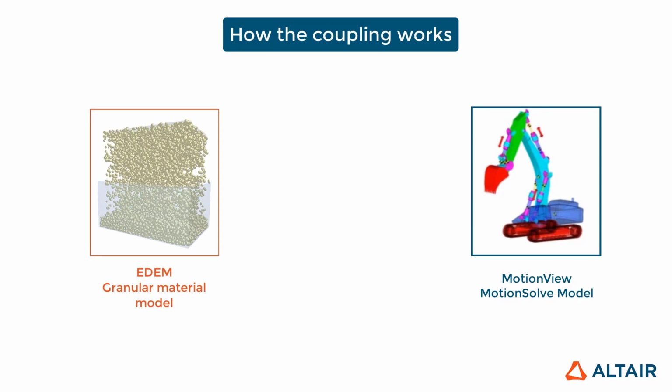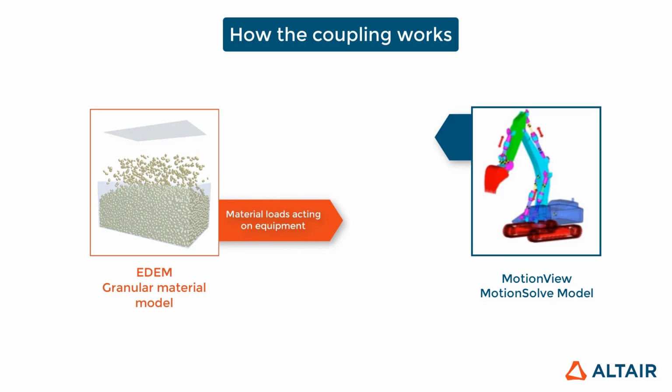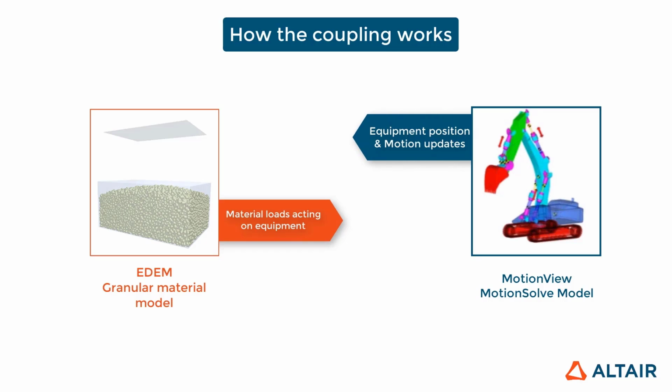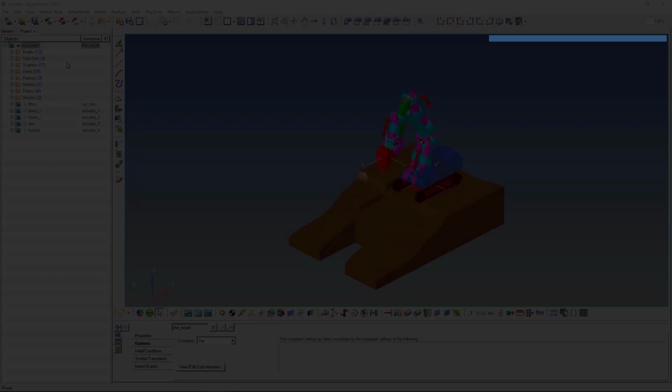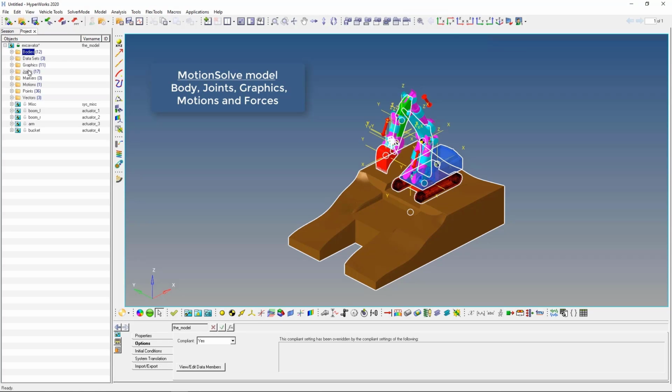The Eden MotionSolve coupling transfers the ball material load directly from Eden into MotionSolve. Then the ball material loads are used in MotionSolve to understand the effect on the equipment dynamics. The updated dynamics are passed back to Eden to provide a realistic force feedback throughout the simulation. Here we have an excavator model that is already set up in MotionSolve, all the geometry, graphics, forces, and motions. And the model is ready to be run.